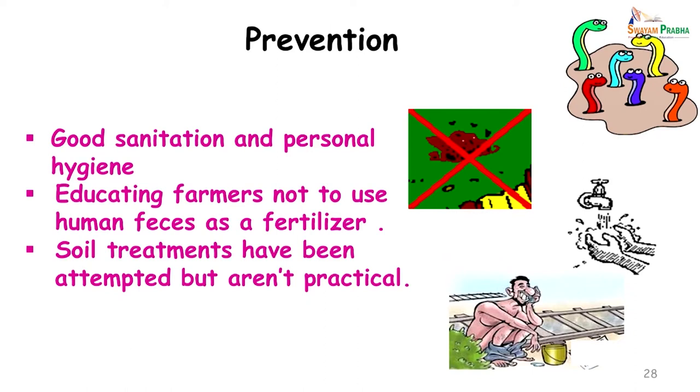Prevention: good sanitation and personal hygiene. So, you have to be careful that if you are going to be consuming raw vegetables, make sure that they are washed properly. They have to be really thoroughly washed at least 2 to 3 times before you think of ingesting them. Farmers need to be educated not to use human feces as fertilizers. And of course, we are trying to build toilets all over the country, in the villages, so that people do not have to defecate in the open.